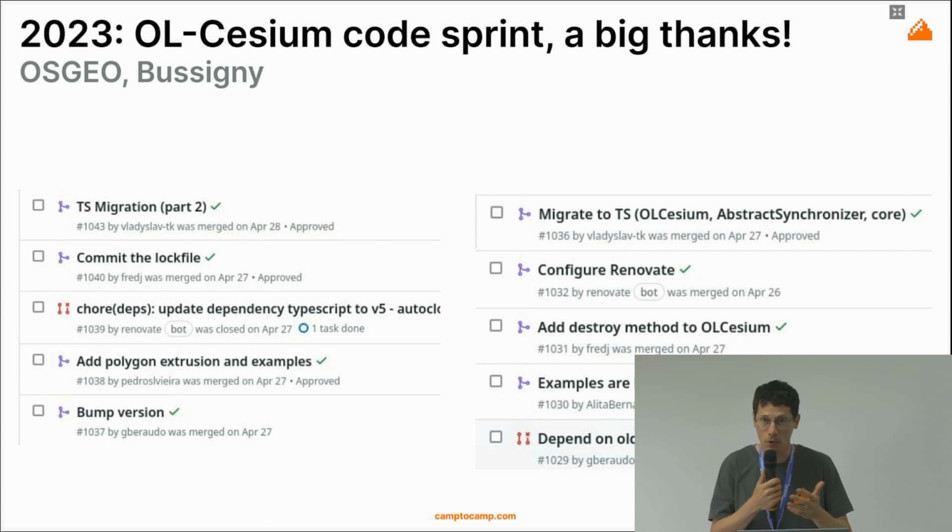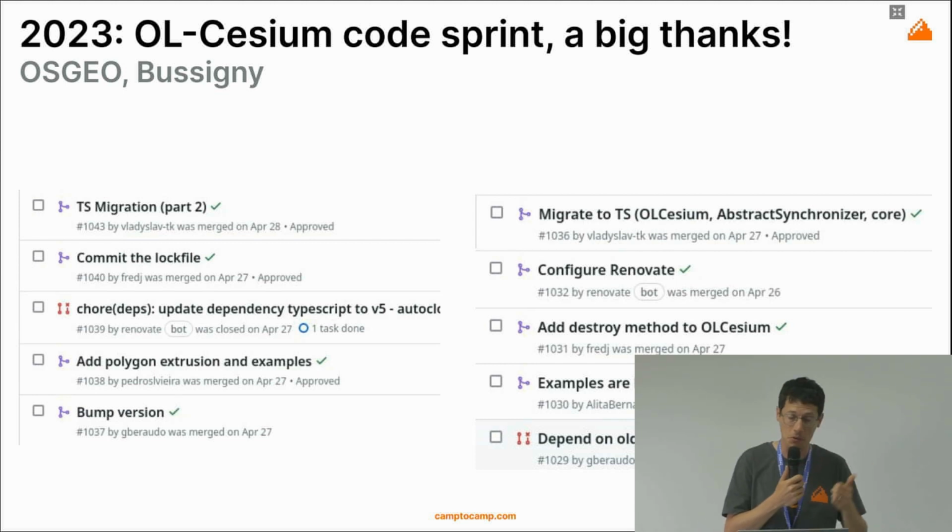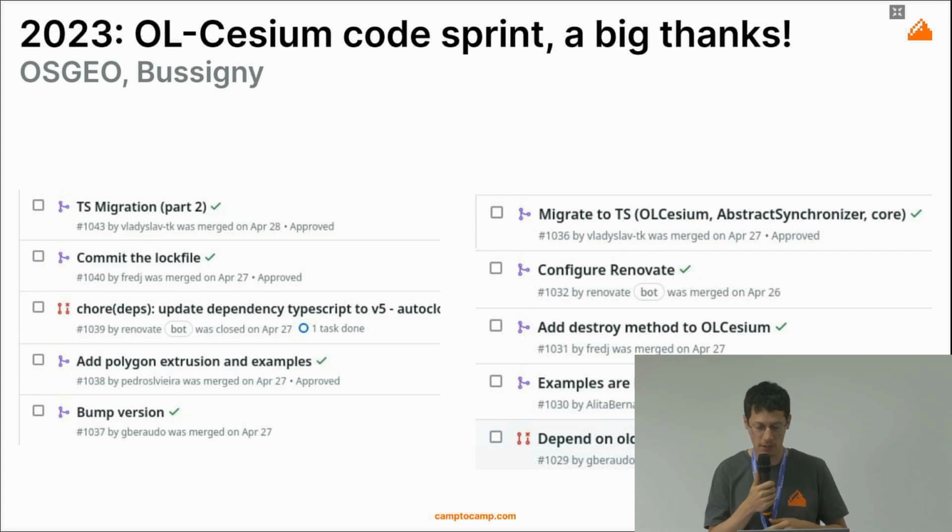So here are the people that worked on it, and what they did was start working on this TypeScript migration, and the long-standing extrusion feature that someone had asked for. It was implemented. It was not that hard, actually. We worked on a newer version of Cesium. There was some regression in Cesium, so we fixed that and fixed the examples. We did some memory optimization. Fred worked on the memory optimization, Anita on the examples, Pedro on the extrusion, Vlad on the TypeScript migration, and me trying to help everyone get into it.